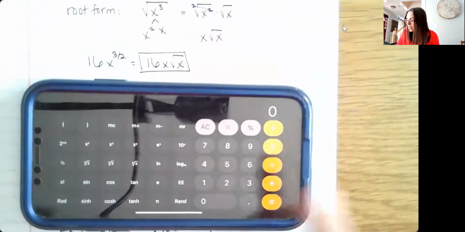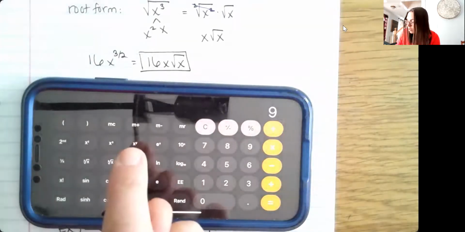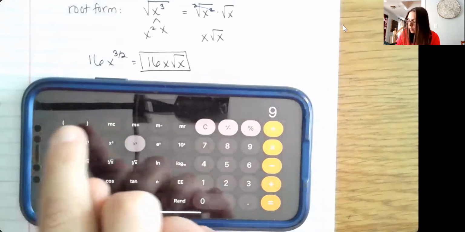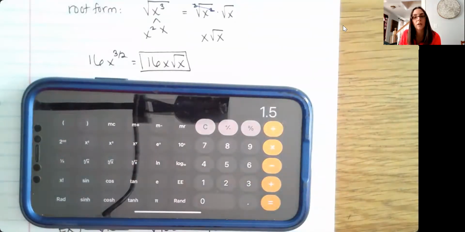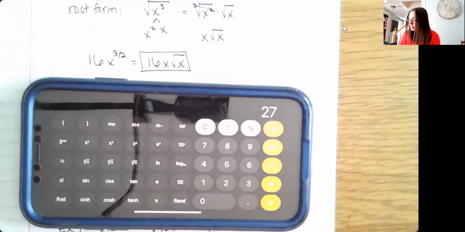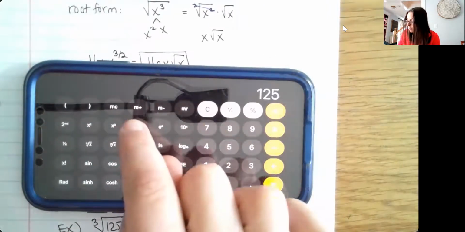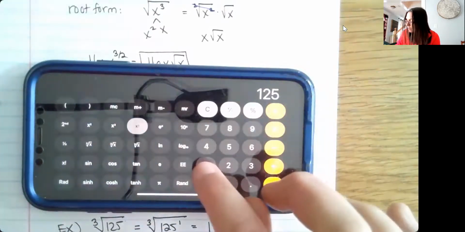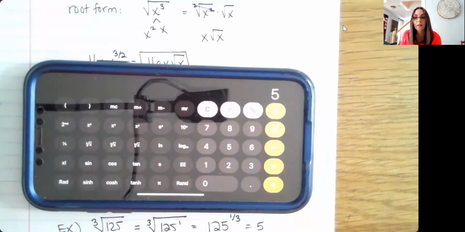What we do is we type the 9 first. Then this x to the y is your general exponent key. You hit that, and then here are your parentheses. So I do parenthesis, 3 divided by 2, close parenthesis, and you'll see that's the calculation for 3/2. Then you hit equals again, and you'll get 9 to the 1.5 power. That's another way you can do it. If I do this one, I can do 125 exponent, parentheses, 1 divided by 3, close parentheses, equals, and there's that 5 that we did for the other example.